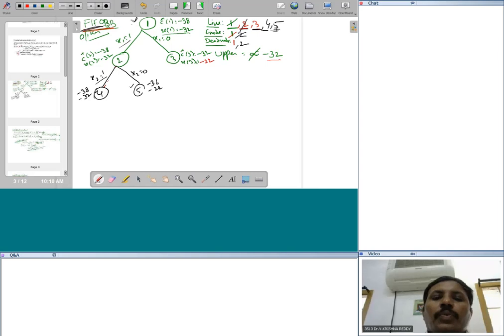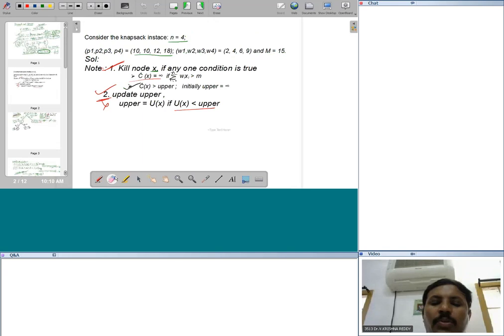We are implementing FIFO branch and bound. First in, first out. Out of 3, 4, 5, which node are we selecting as the E node for the next step? The first node we generated, that node we have to take. But before taking that node, we have to apply the bounding function. So everyone is comfortable applying this bounding function. The same function we have to apply here.